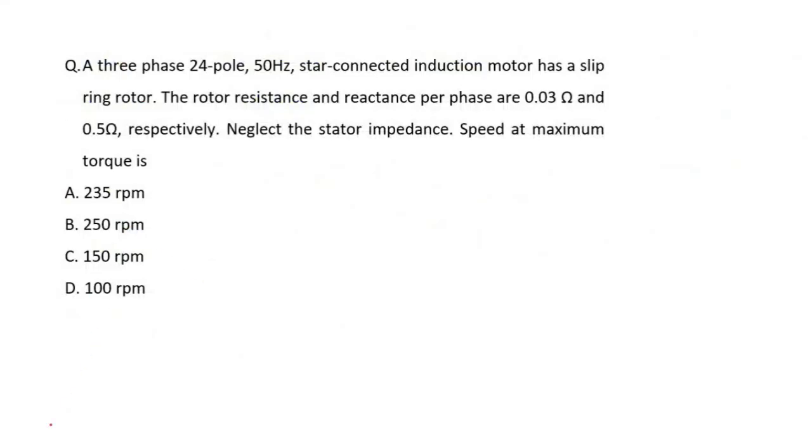Okay. So if you look at this question, a three-phase 24-pole 50-hertz star-connected induction motor has a slip ring rotor. The rotor resistance and reactance per phase are 0.03 and 0.5 ohms respectively. Neglect the stator impedance. The speed at maximum torque is asked. So we know the speed formula as NR equals NS into 1 minus S.